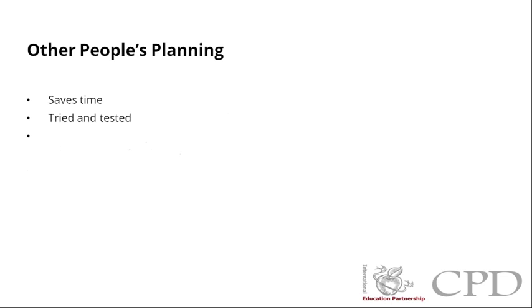So other people's planning saves time, is tried and tested, and is freely available, but it's not adapted to your students. And when I say other people's planning, I mean anything that you are using to teach that you have not specifically planned for this class, this session. So using your plans from last year, that counts as other people's planning because you were someone else back then, young and hopeful when you planned those lessons.